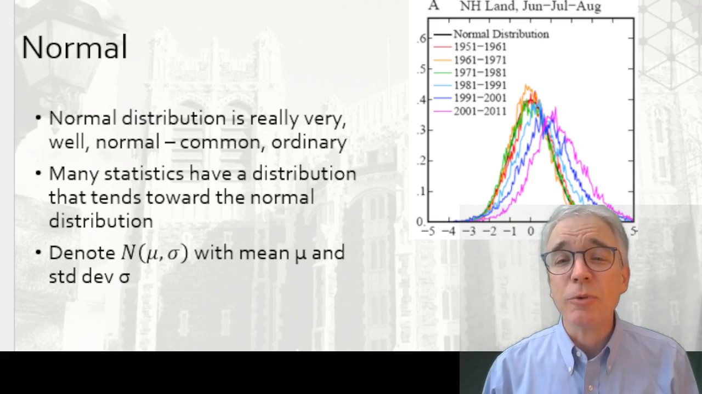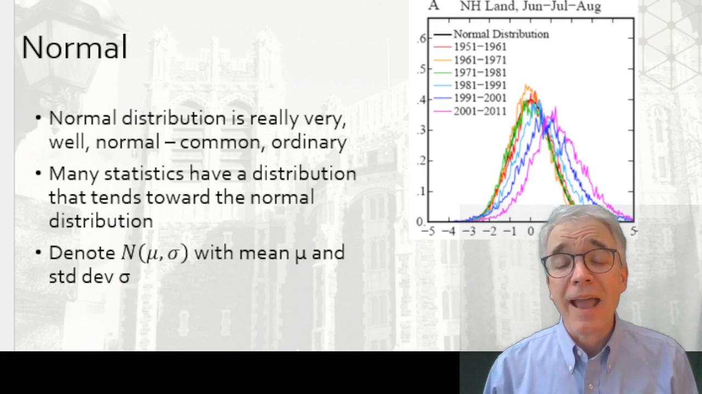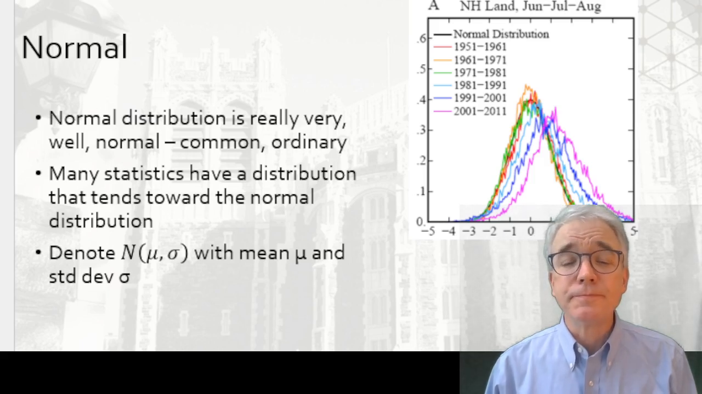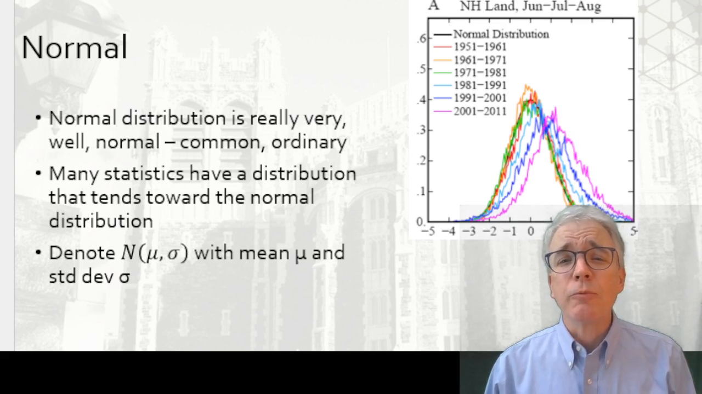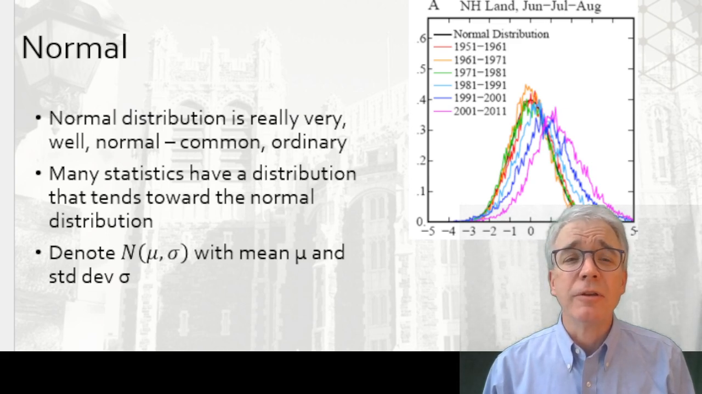Many statistics have a distribution that tends toward the normal distribution. We talked previously about the binomial distribution, which converges towards the normal, but a lot of others do, pretty much the same way. The average of statistics, such as the mean, will usually have a normal distribution. We denote that as N(mu, sigma), where mu is the typical representation of the mean, and sigma represents the standard deviation. Just a little flag on the notation: sometimes people will use N(mu, sigma squared), the variance, instead of the standard deviation. Just got to be on the lookout.